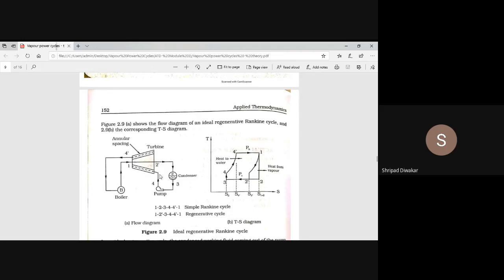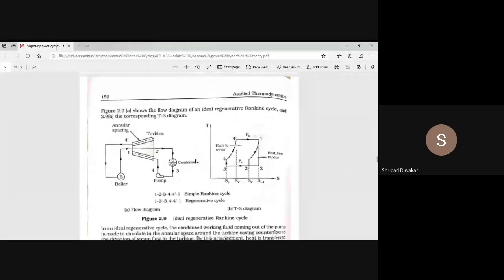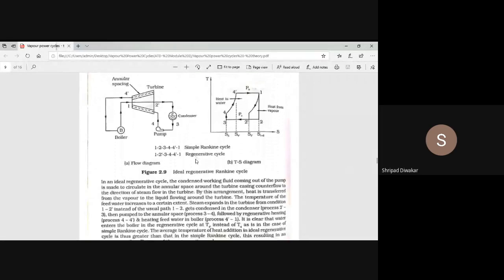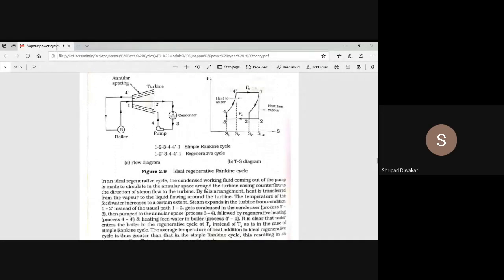First, see the difference between your normal Rankine cycle and the regenerative Rankine cycle: you just have to show one circular tube. That is the difference, and the remaining process is the same. And I'll explain the TS diagram. Suppose these tubings are not there, it is the simple Rankine cycle, as I said, 1 2 3 4, 4 dash and 1. So this is your simple Rankine cycle. And in the ideal regenerative cycle, what happens?